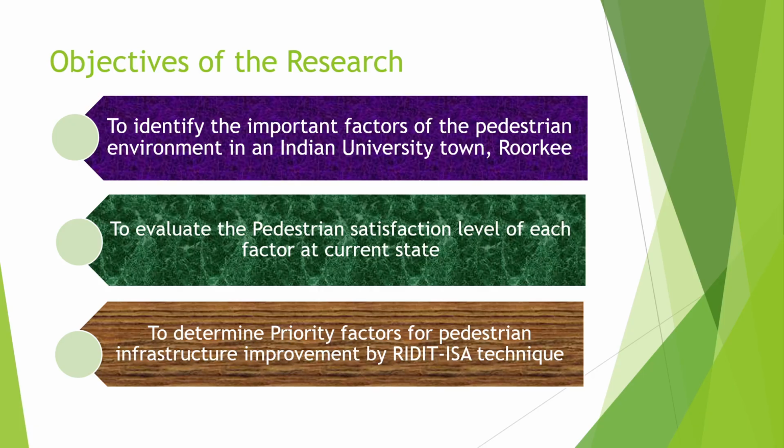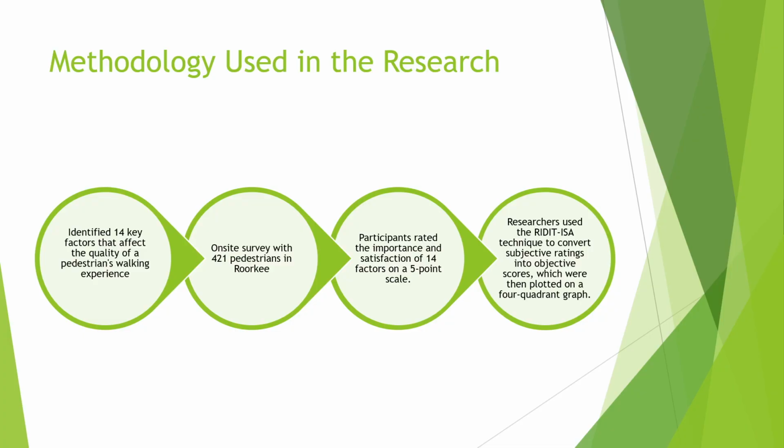After reviewing this paper, the main objectives of the research were: the first is to identify the important factors of the pedestrian environment in an Indian university town, that is Roorkee. The second is to evaluate the pedestrian satisfaction level of each factor at the current state. And the last main objective was to determine the priority factors for pedestrian infrastructure improvement by the RIDIT ISA technique.